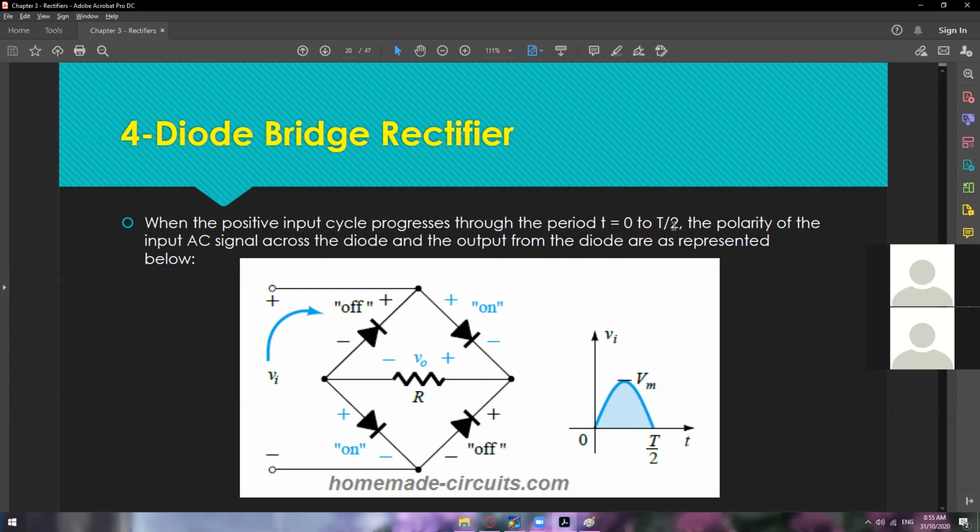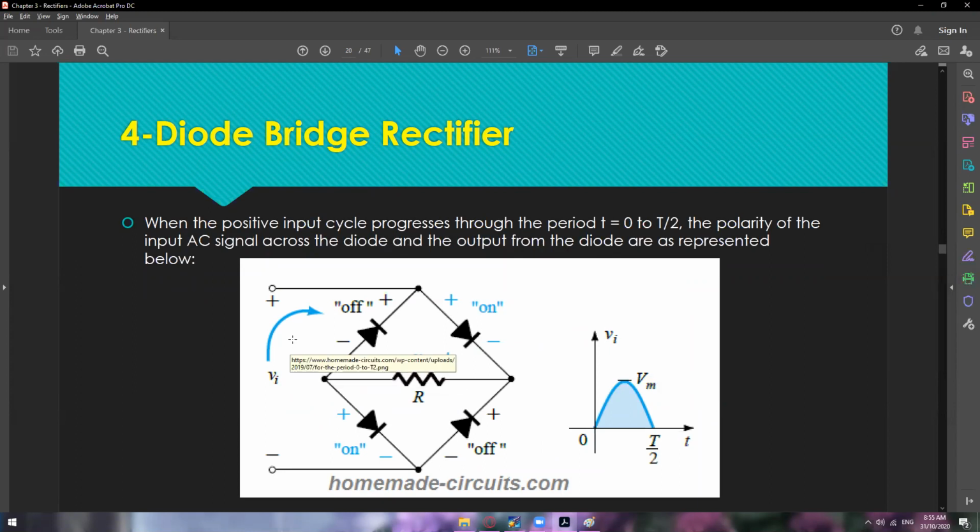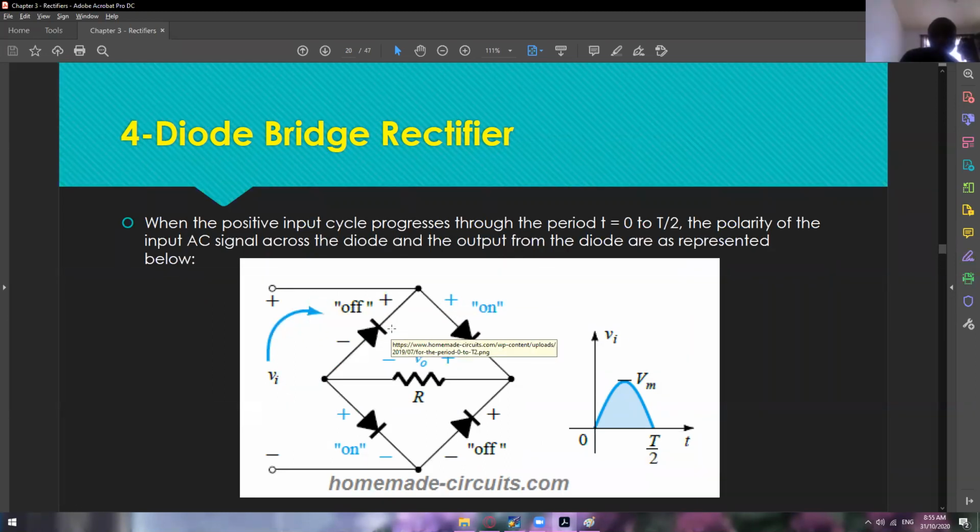When the positive input cycle progresses through the period t = 0 to t/2, the polarity of the input AC signal across the diode and the output from the diode are as represented below. If we have a positive cycle, one diode becomes reverse biased and the other becomes forward biased. Positive to positive, negative to negative is forward; positive to negative is reverse. So the current passes through here, from here going to our V sub O, because it can't pass through the diode in reverse bias.